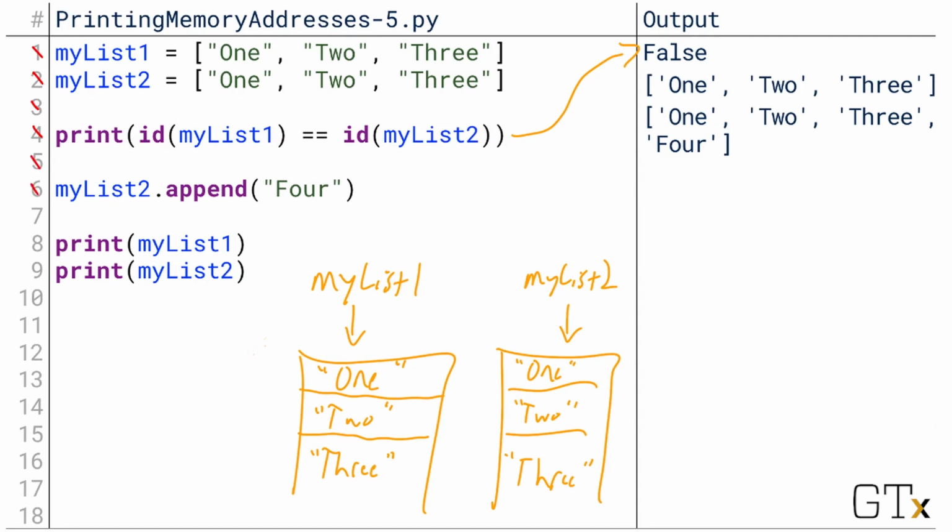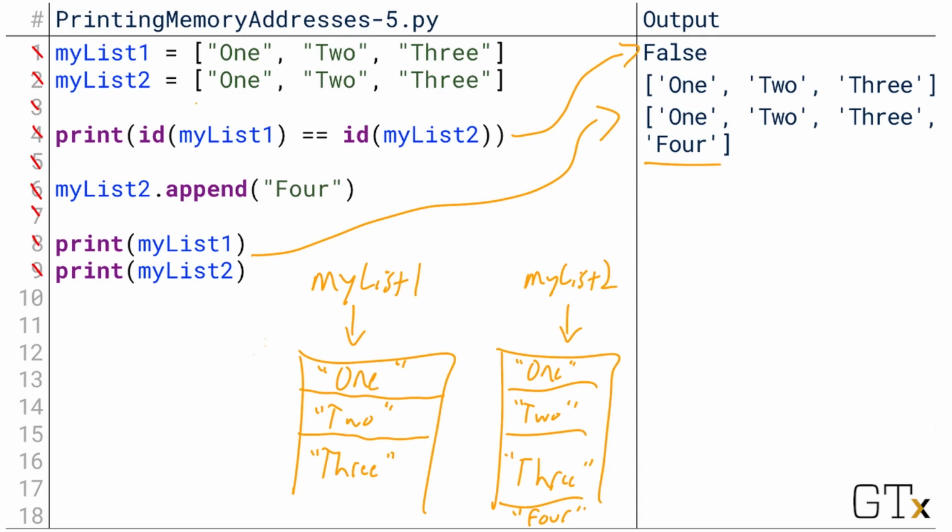That's why when we run line 6 to append 4 to list 2 and then print the values of the lists, we see that only list 2 has the value 4 added to it. 4 is added to the bottom of list 2, but just because it's added to list 2 doesn't mean it's also added to list 1, because they're stored in 2 different memory locations.